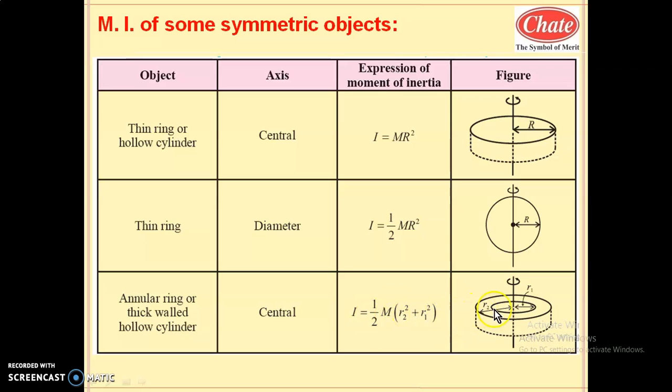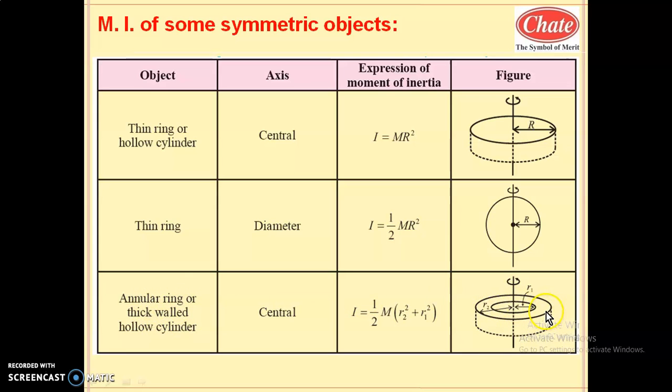See here, student, how to obtain the moment of inertia of this annular disc. It is obtained like this. Initially take the complete moment of inertia of a ring, and from that subtract the moment of inertia of this r1 radius portion. You will get the moment of inertia of this annular ring.